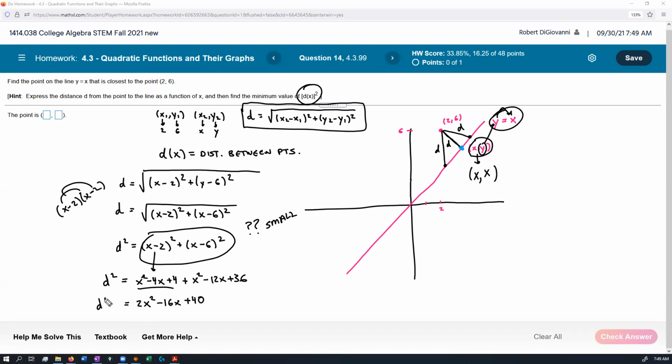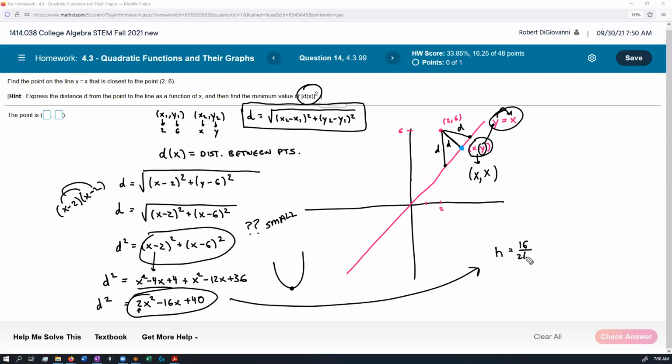So now I've got this thing that I'm trying to figure out when this is as small as it can be. But this by itself is a quadratic function. So if I graph it, it opens up because there's a 2. I know that the smallest it'll be will be the vertex, right? So I just need to find the vertex of this. To get the vertex, I find h, which would be negative b, which would be 16 over 2 times 2. That gives me 4. And then k is what I get when I plug 4 into this.